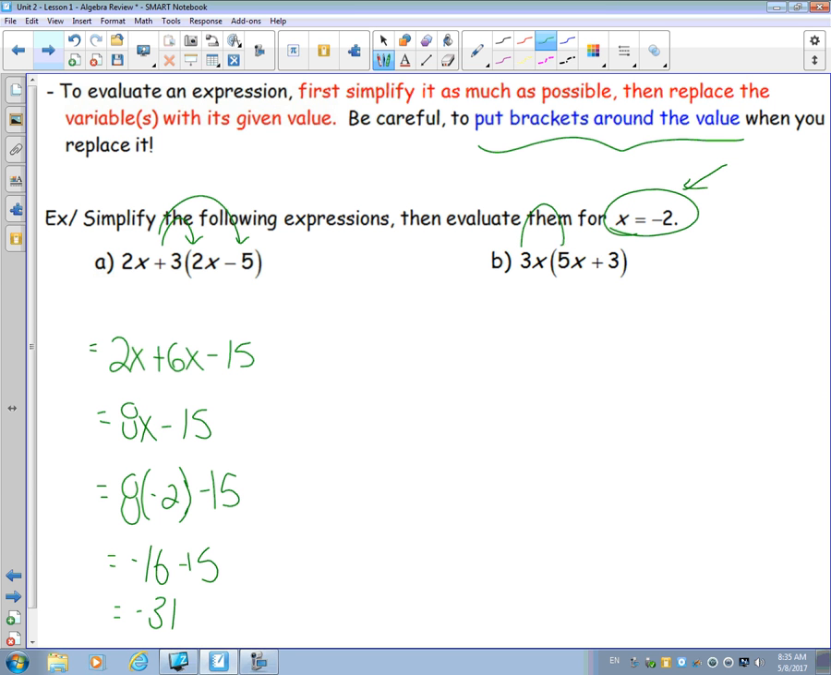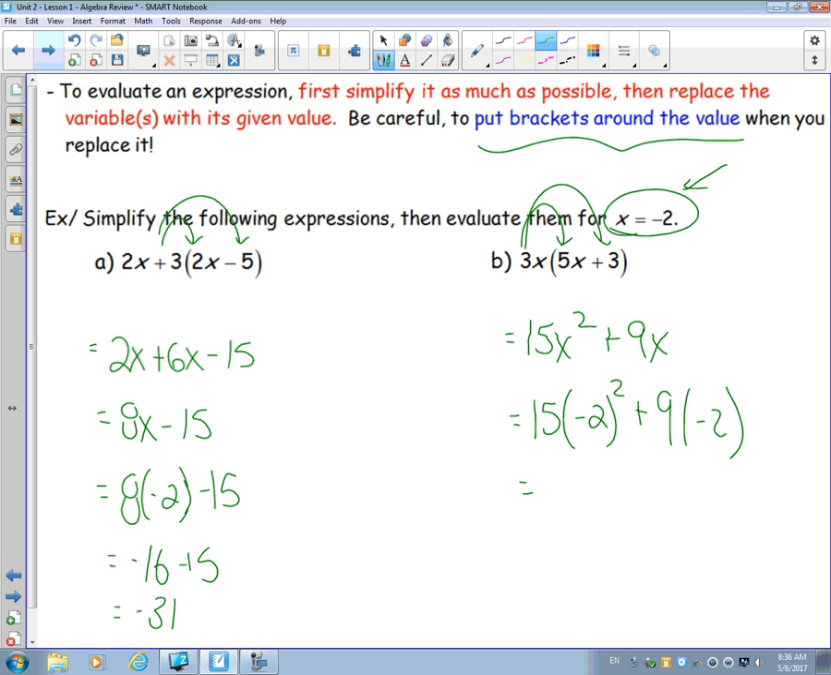Let's try the next one. 3x times 5x makes 15x squared. 3x times 3 makes 9x. I can't collect those because they are different terms. One has a squared, one doesn't. So I have to replace. In brackets, I'm replacing all the x's with -2's. And now I'm going to follow BEDMAS. BEDMAS says do exponents before multiplying. So I need to do -2 squared. -2 squared is -2 times -2. In other words, +4.